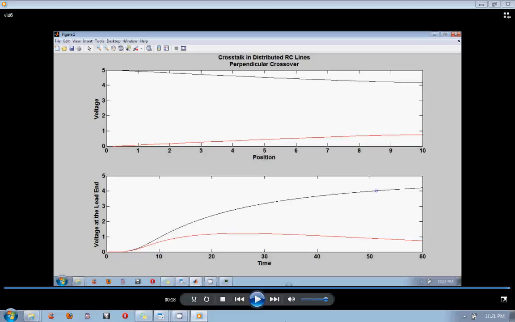Although this was more of a qualitative look at the issue of crosstalk, it can easily be adapted to a quantitative analysis by using real-world parameters.